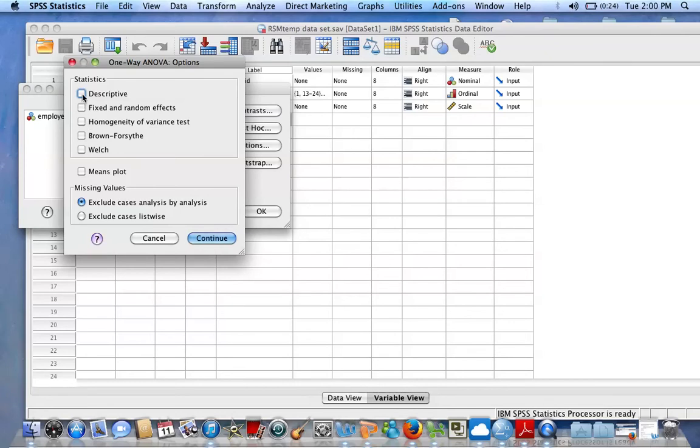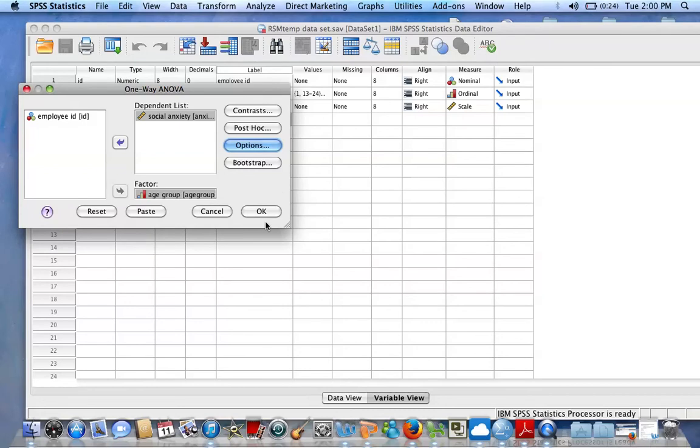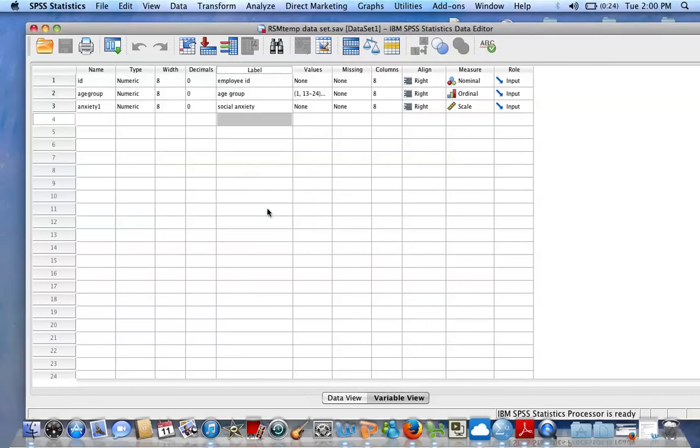We can do some descriptive statistics. We can also do the homogeneity of variance test and a means plot. And so click OK, and we'll get our output.